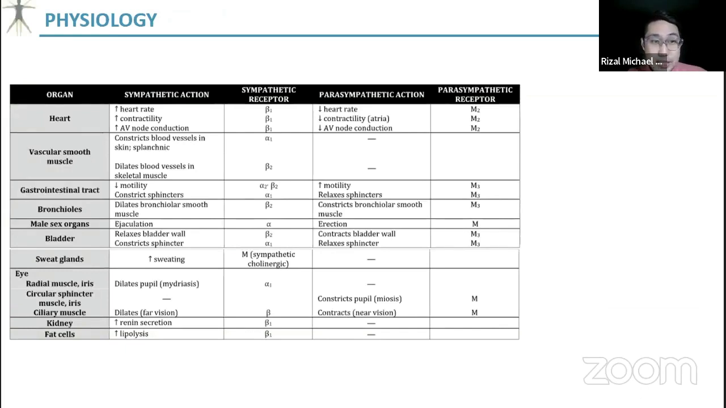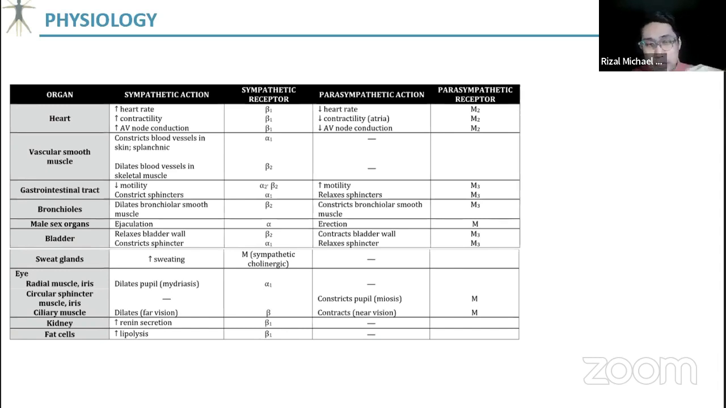Okay, so is this table important? Actually, this is very important, no? Kasi in this table, makikita niyo yung mga receptors and then yung mga actions nila, no? So technically, if you want to sum it all up, sympathetic halos nagpapataas at nag-i-increase. Yung parasympathetic nagpapa-decrease.